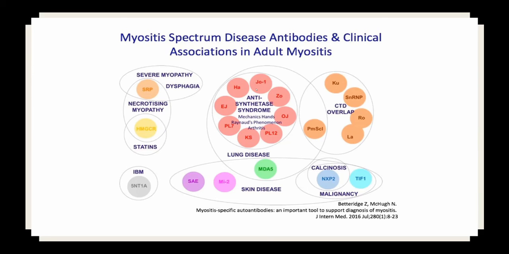So here's the synthetase syndrome, which exists in this circle between lung disease, overlaps into the skin disease, and then some of the connective tissue disease phenotypes as well, which we'll get into. But I find this a really helpful Venn diagram anytime we're thinking idiopathic inflammatory myopathy.